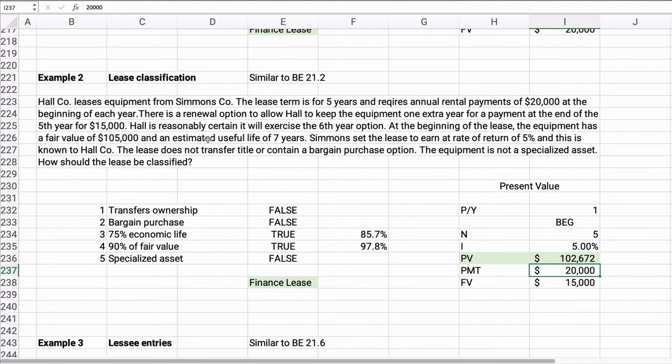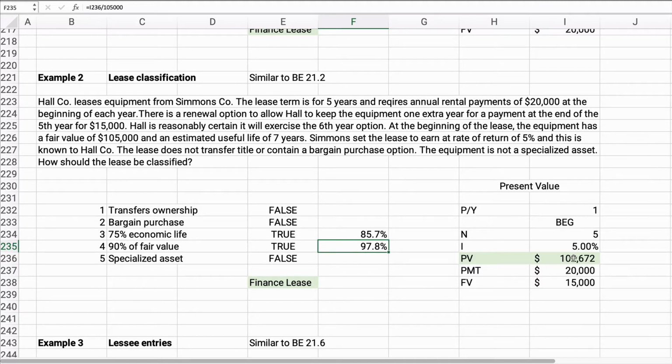At the beginning of the lease, the equipment has a fair value of $105,000, estimated useful life of 7 years. Simmons set the lease to earn a rate of return of 5%, and this is known to Hall. The lease does not transfer title, contain a bargain purchase option. It's not specialized, so how do we do it? So transfer option false, bargain purchase false. This is 6 out of 7 years, so that's 85%. So we're going to select true, and then we're going to have the 90% test.